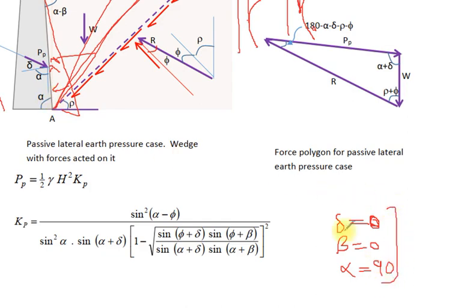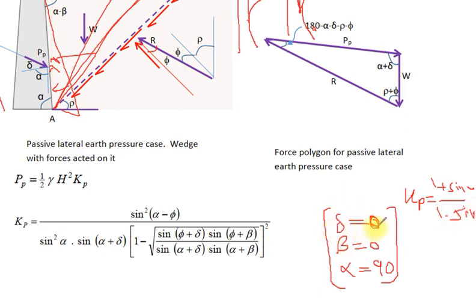With delta equal to 0, beta equal to 0, and alpha equal to 90, K passive will be (1 plus sine phi) divided by (1 minus sine phi).